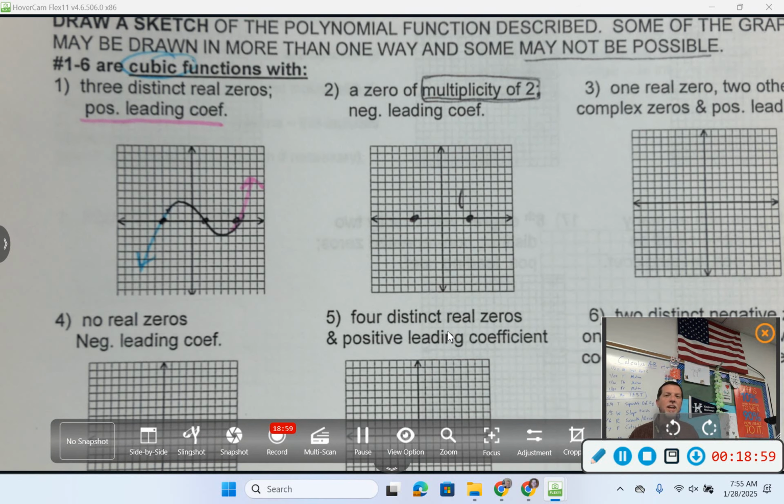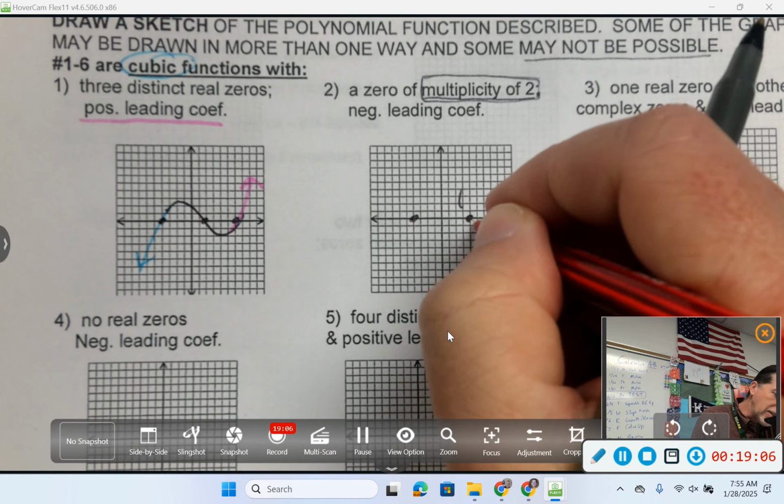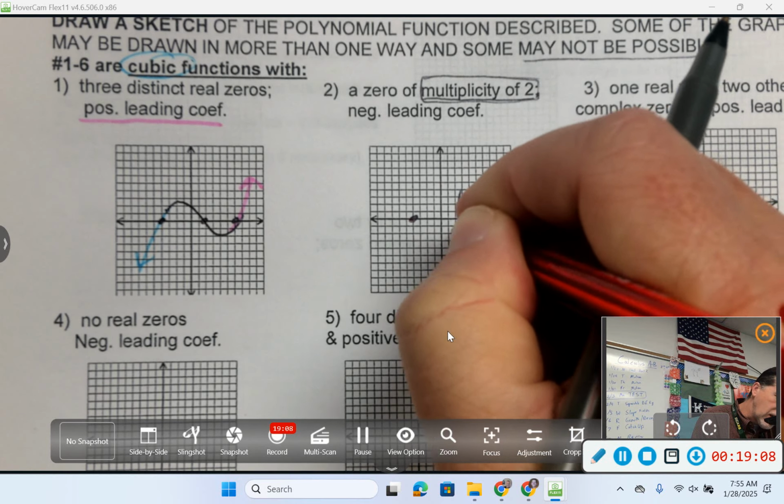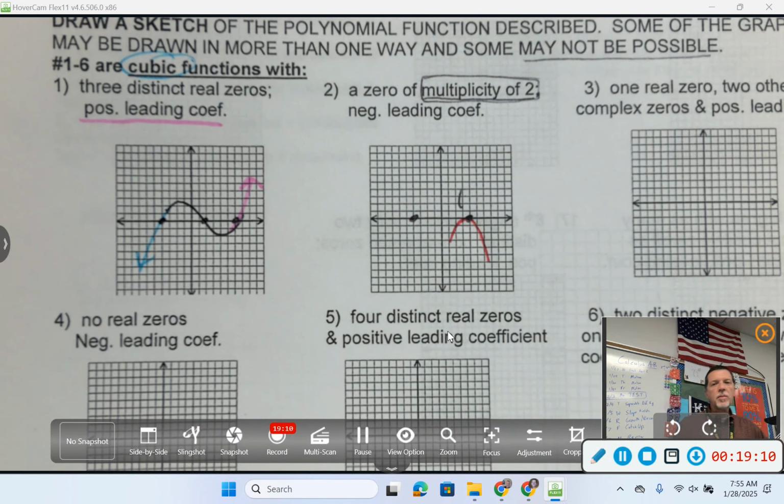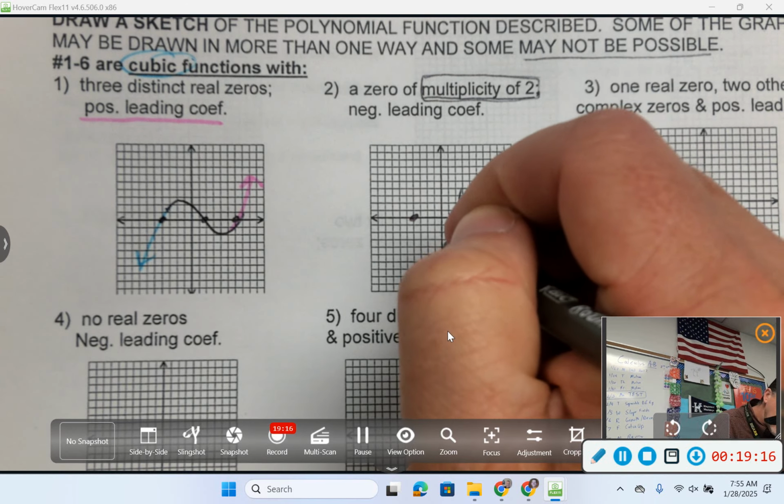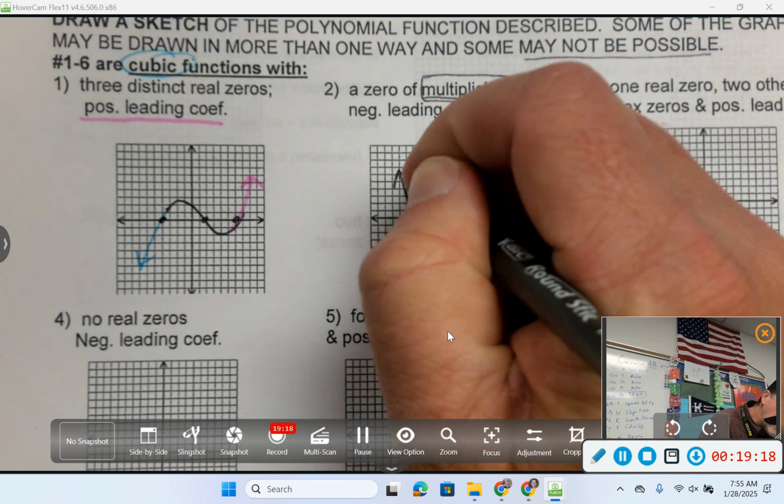And be careful, the negative lead coefficient, at least the way I drew this one, means I've got to be going down at the end. But this is a bounce. So something like that. But that's okay. Now I can add another turn and go up through that one.